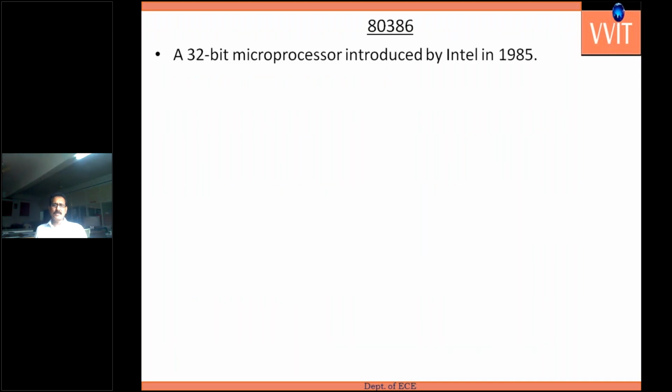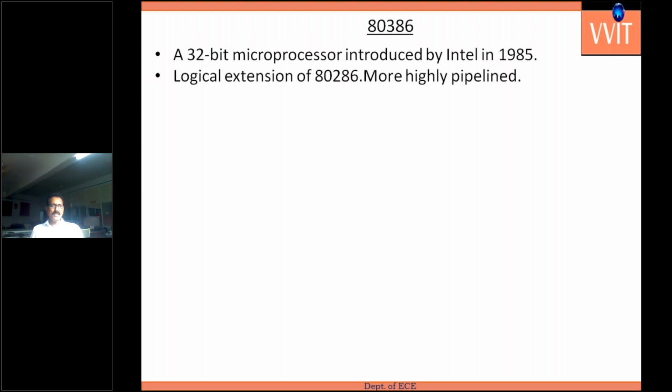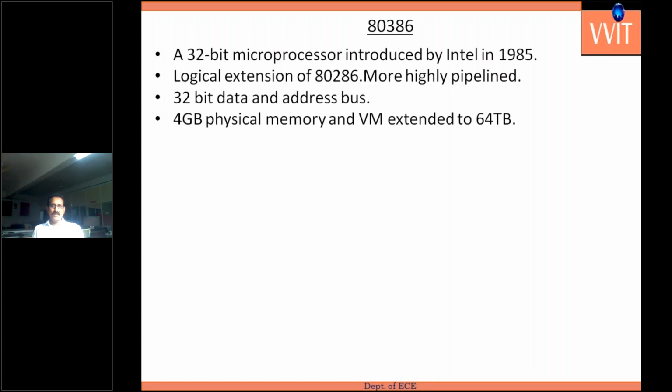The 80386 is a 32-bit microprocessor introduced in 1985. It is a logical extension of the 80286, more highly pipelined compared to the 286. The 286 is a 16-bit processor, the 386 is a 32-bit processor, sorry. Data is 32-bit and address lines are also 32-bit. Based on the 32 bits, 2 power 32 is equal to 4 GB physical memory, and virtual memory extends up to 64 terabytes.